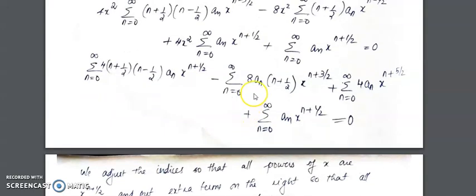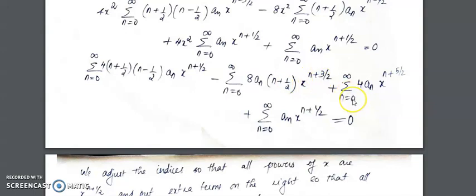The second term: we need x raised to n plus 1 by 2. So start n from 1 to infinity, so n will be replaced by n minus 1. So the second series is summation n equal to 1 to infinity 8 a n minus 1 into n minus 1 by 2 x raised to n plus 1 by 2.